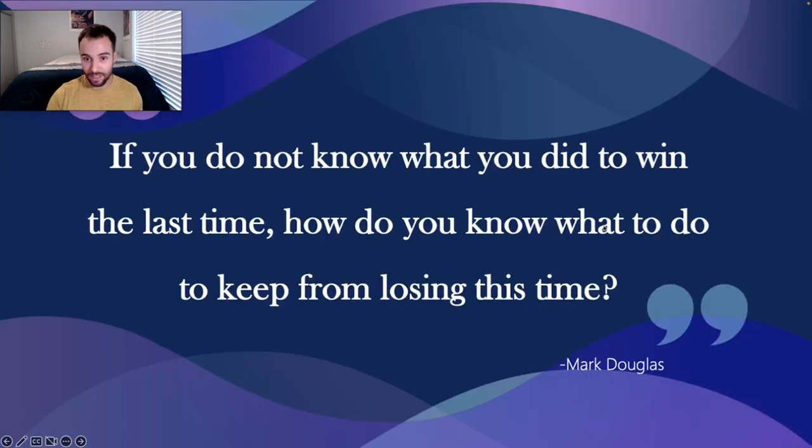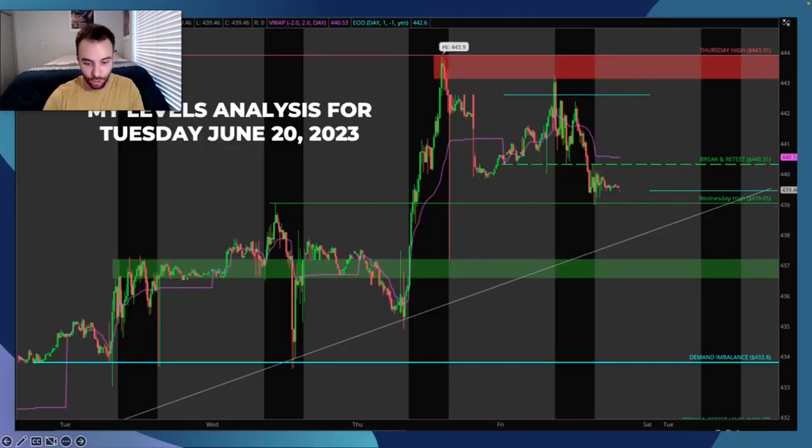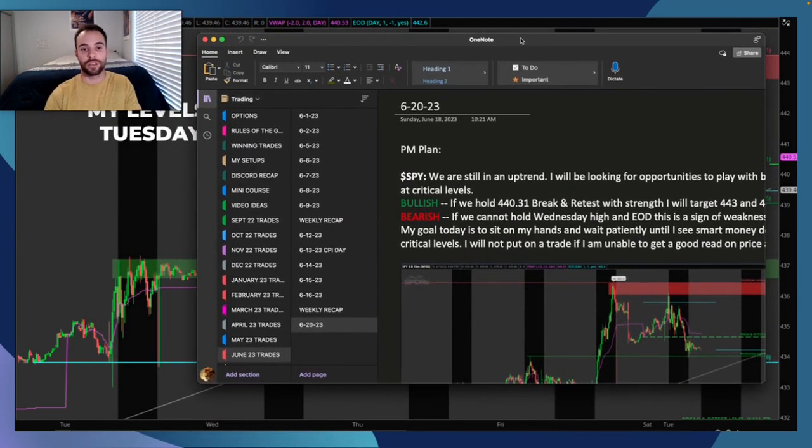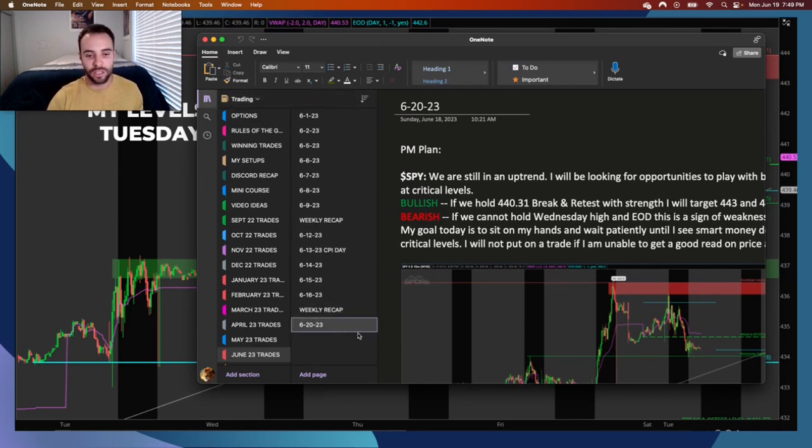I'll show you my journal and exactly what it looks like. One second. This is my trading journal. This is OneNote. I log all of my trades.